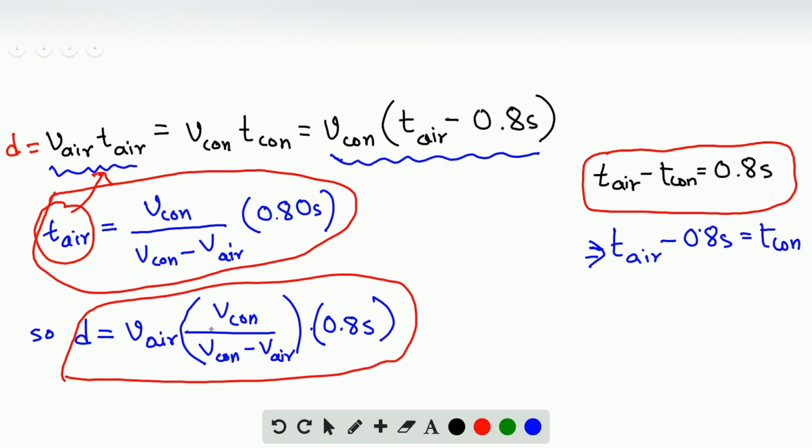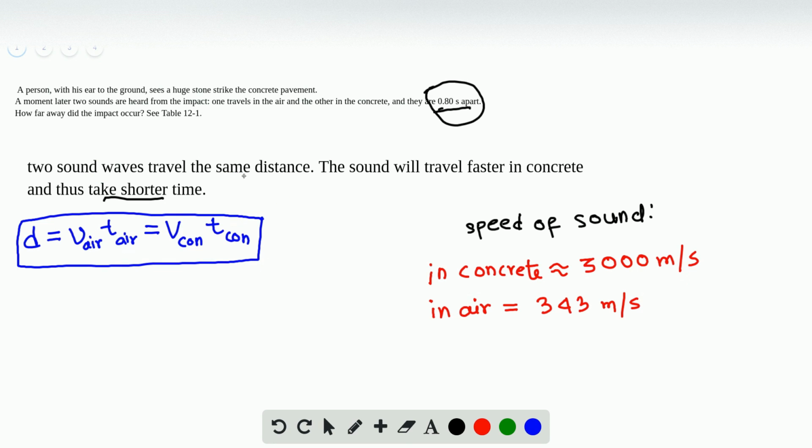The reason we want that is because we know the velocities of sound waves in air and concrete, but we don't know the exact time. That's why we wanted to replace this time by known quantities. So now we have an expression where we only have the velocity in air and the velocity in concrete. If we go back to our previous board, we see that in concrete it's roughly 3000 meters per second, but in air it's exactly 343.